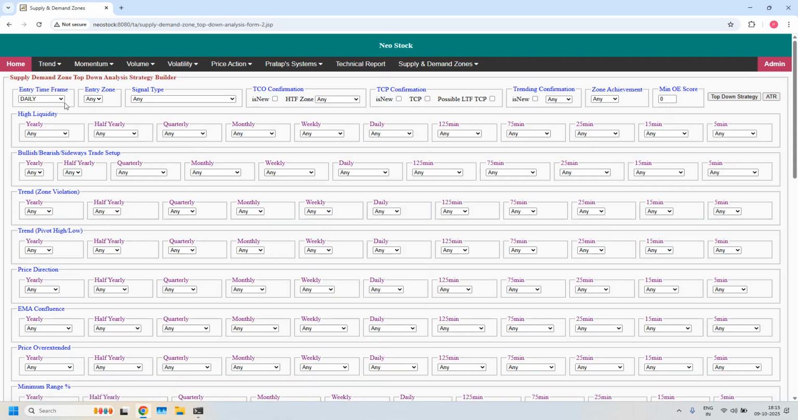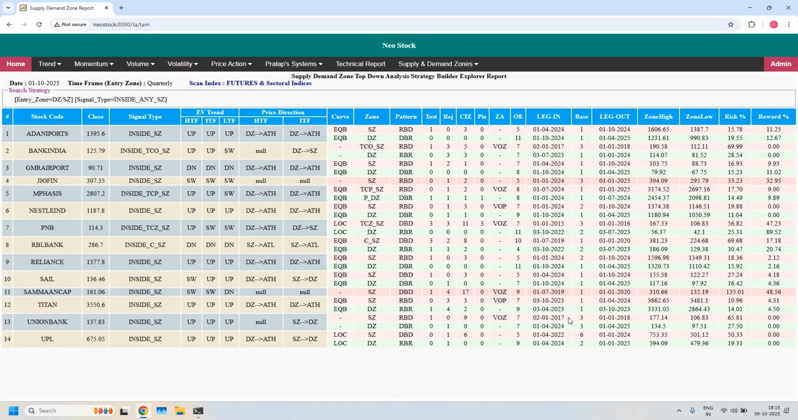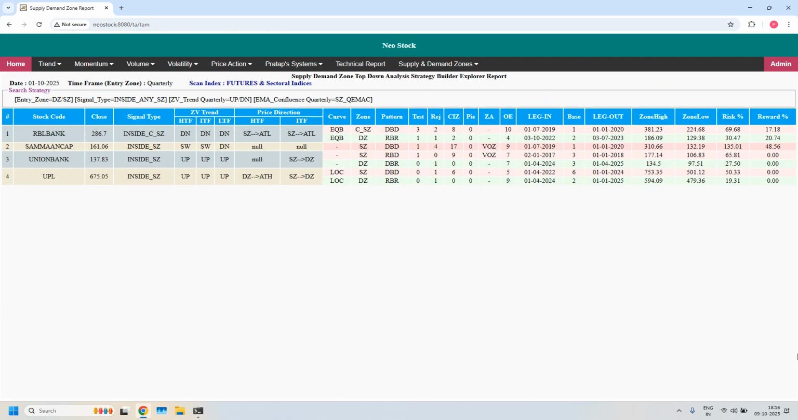Okay, next, price closed inside the quarterly supply zone. We got 14 stocks. Let's further filter based on quarterly supply zone having quarterly EMA confluence, and trend on the quarterly should not be sideways. We got 4 stocks.